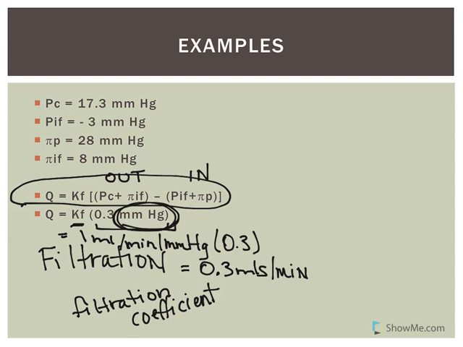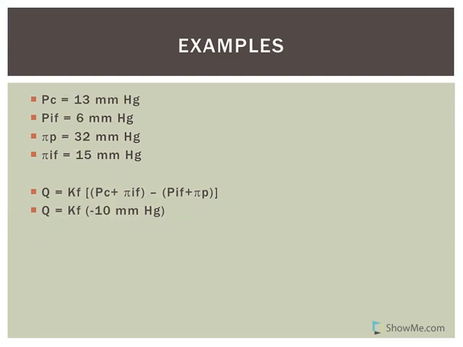Now, here's another scenario. I'm going to give you some other values. So here, I'm giving you some different values. If you do the math, you'll get a minus 10 millimeters of mercury. So if it's a negative number that you get, that tells you it's favoring absorption. Okay, so this favors absorption.